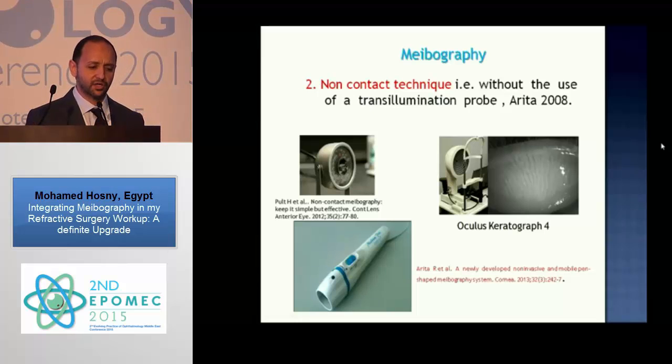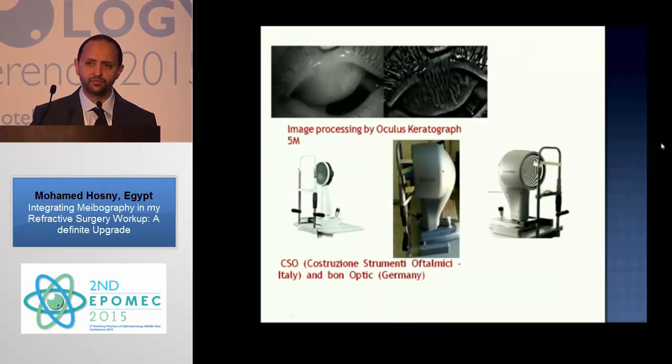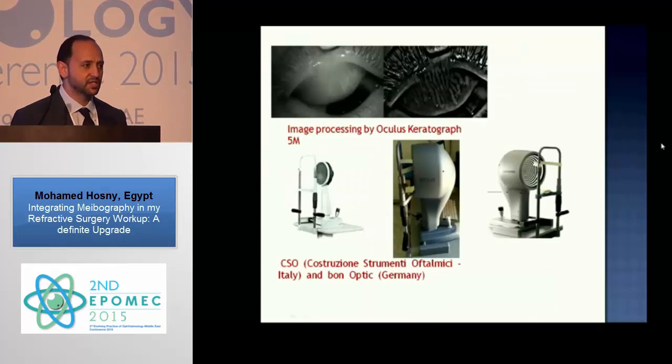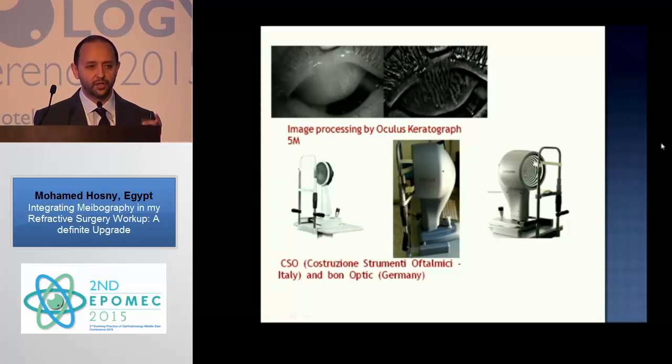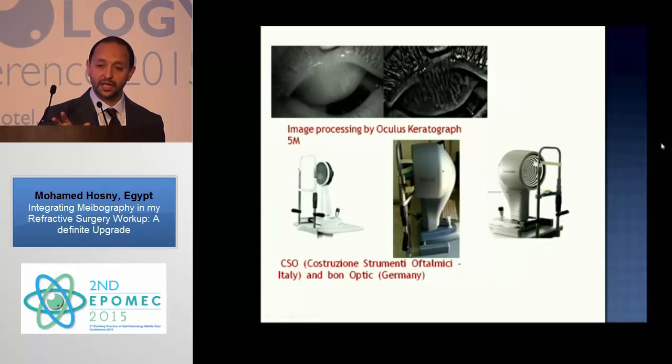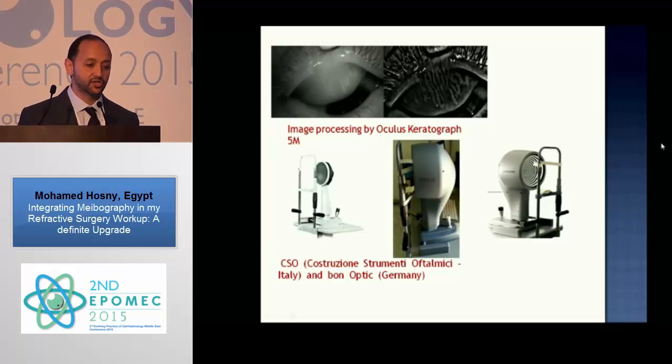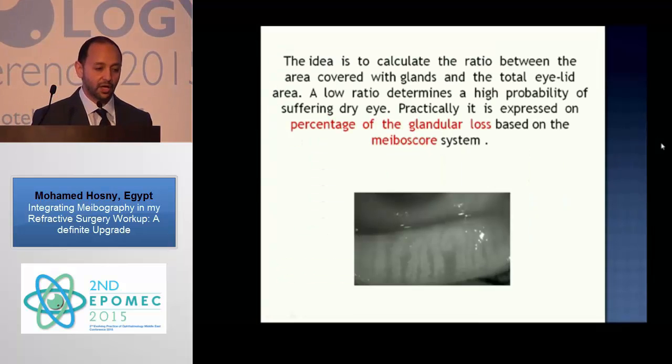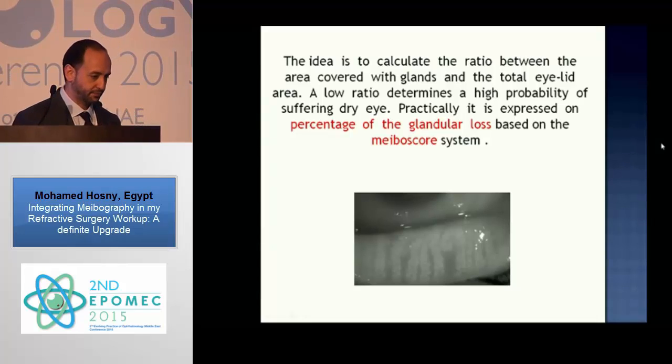The very famous one is the Oculus Keratograph. The basic principle of these machines is to map the areas where the patient has Meibomian glands and map the areas where you have loss of Meibomian glands. It can detect the Meibomian gland from its structure, and then it records the percentage of the part of the lid that has Meibomian glands versus the area of the lid that does not. The idea is to calculate the ratio between the area covered with glands and the total eyelid area. A low ratio determines a high probability of suffering dry eye.